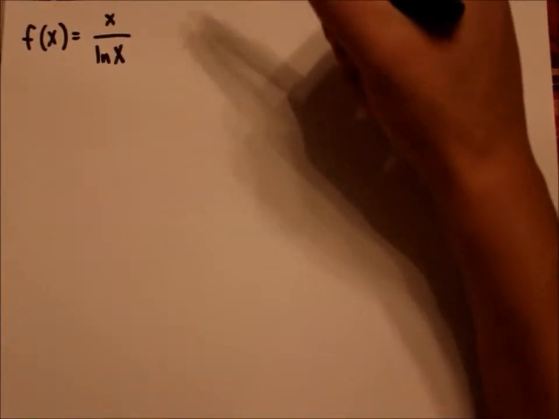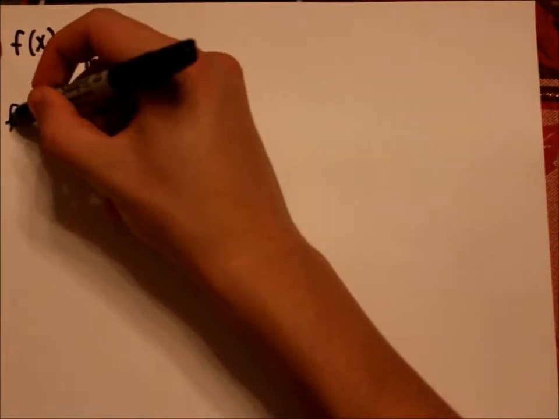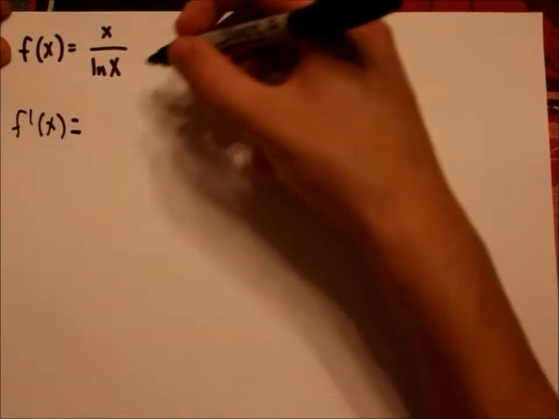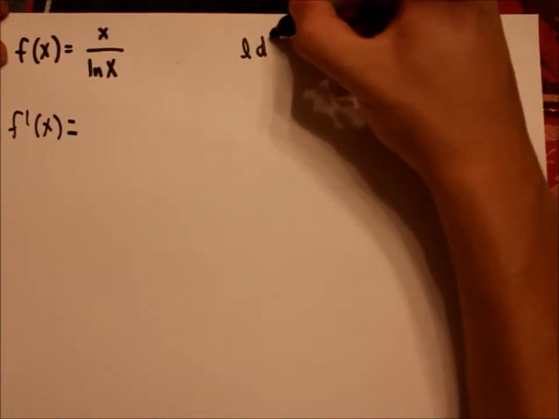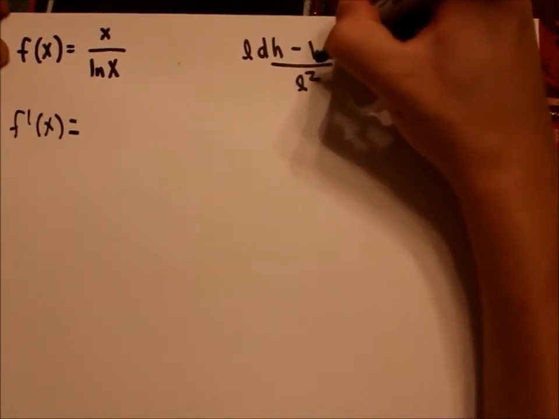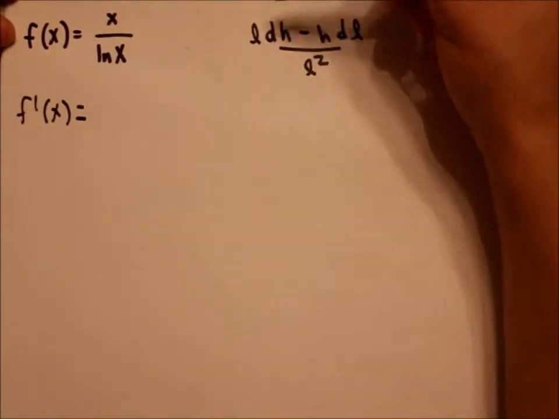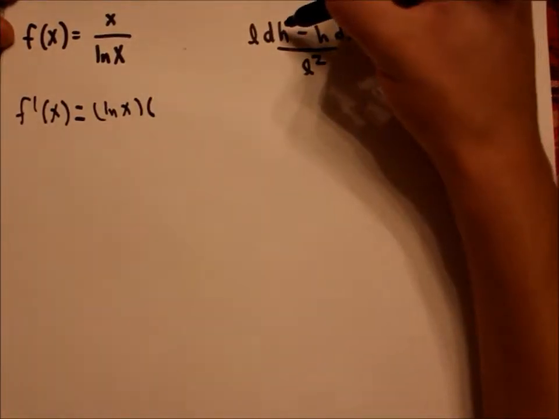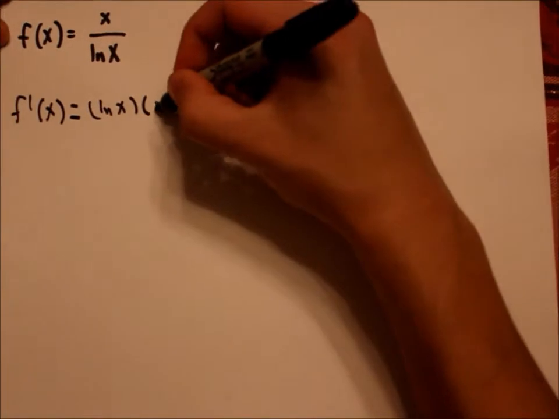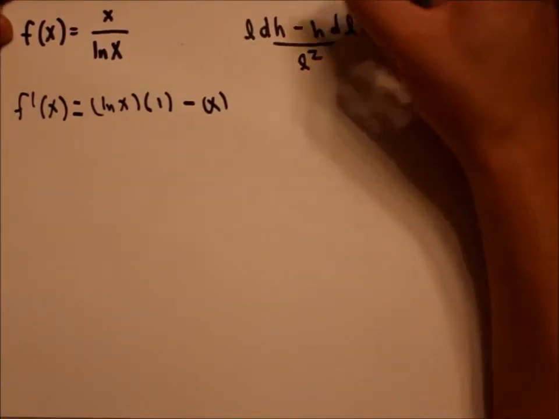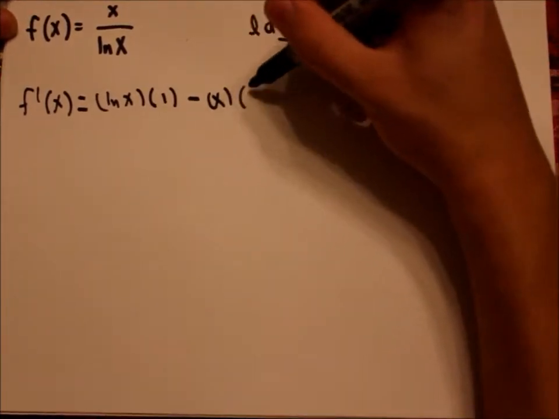Okay, so our next example is f of x equals x over ln of x. Okay, so f prime of x equals, remember the equation we use, low d high minus high d low over low squared. Okay, so low is ln of x times the derivative high, which is 1, minus high x, derivative of low. And so ln of x, the derivative of that is 1 over x.